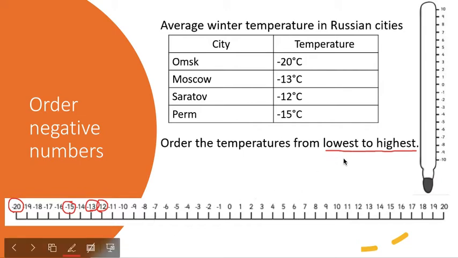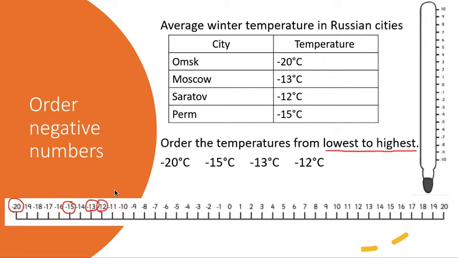So if we're ordering from lowest to highest, our lowest is -20, followed by -15, followed by -13, followed by -12. And again, we can name those cities in the correct order too. -20 is Omsk, -15 is Perm, -13 Moscow, -12 is Saratov. This is lowest to highest.